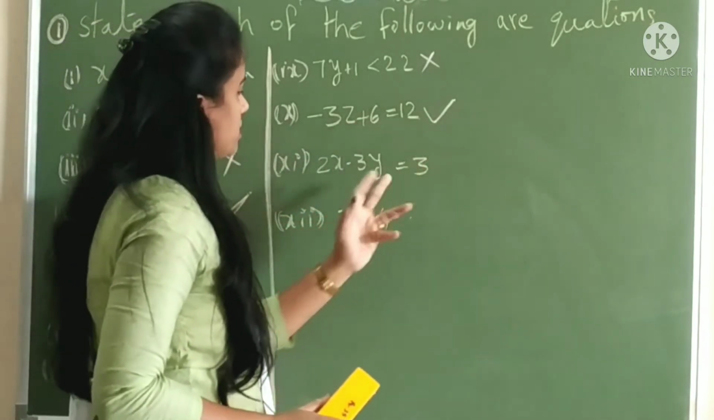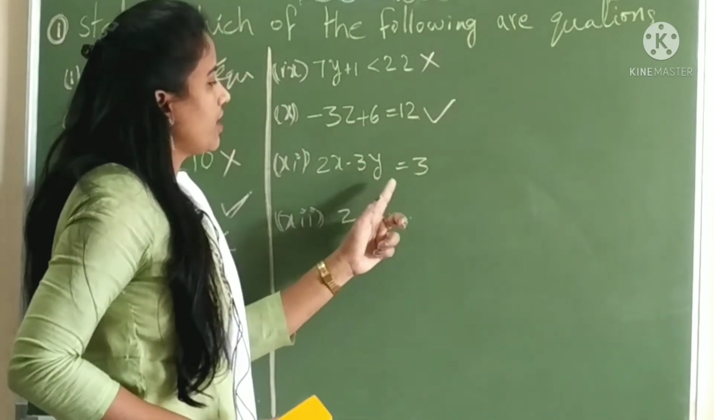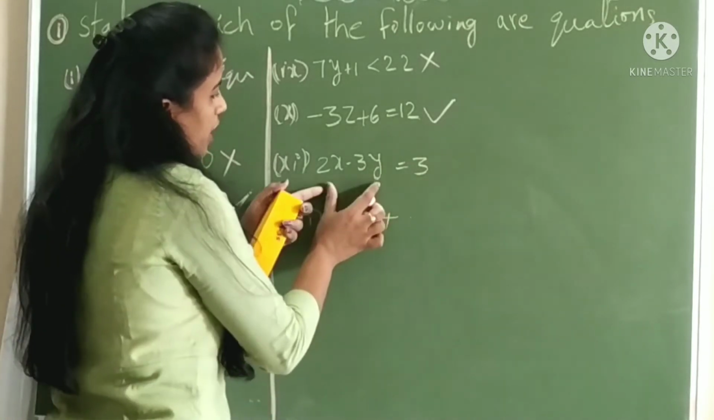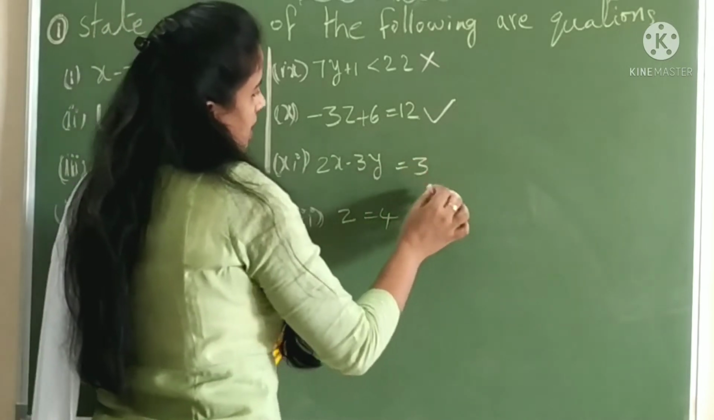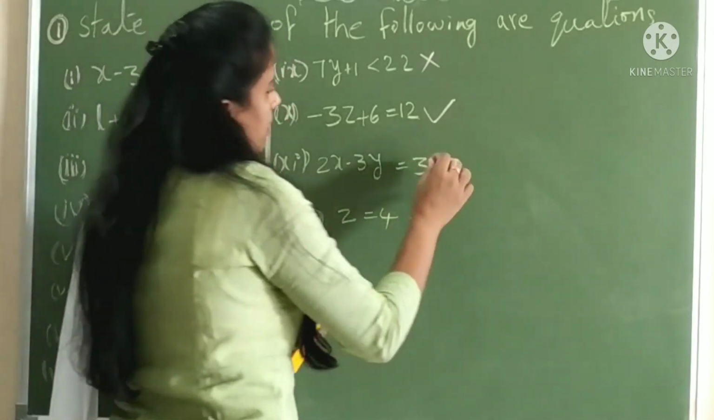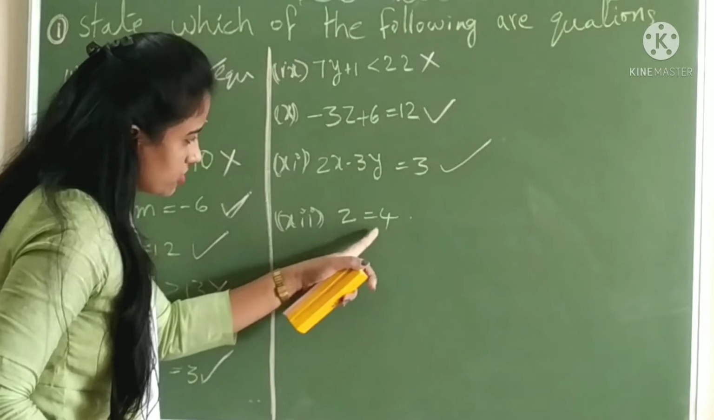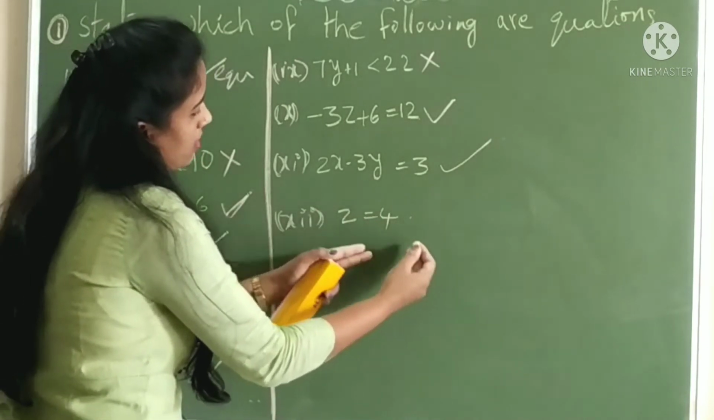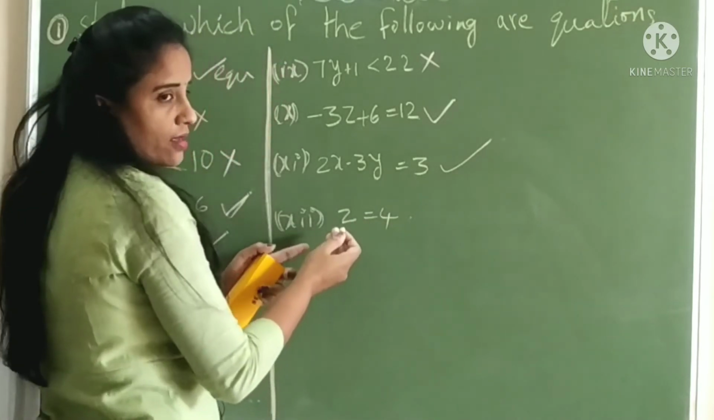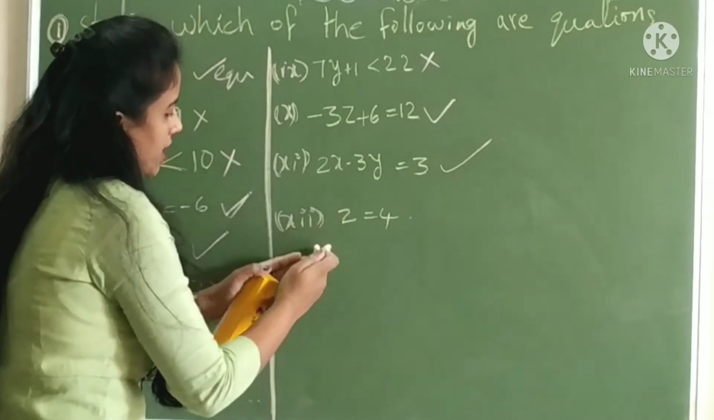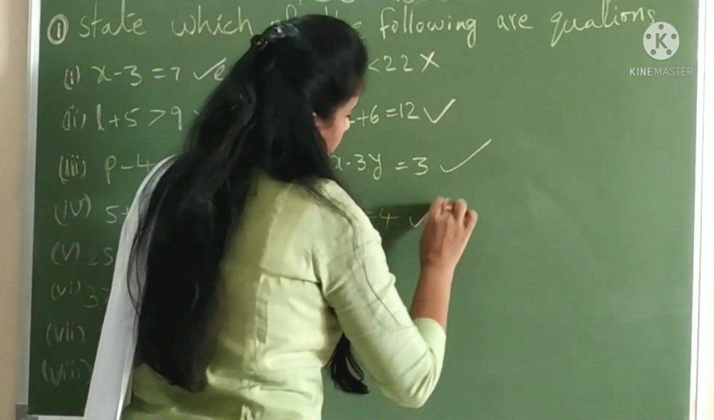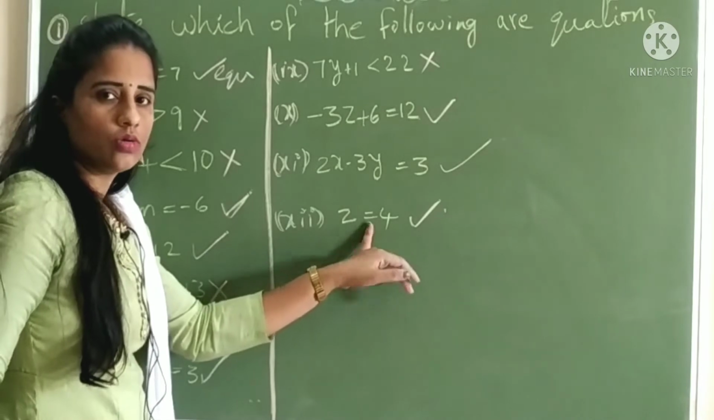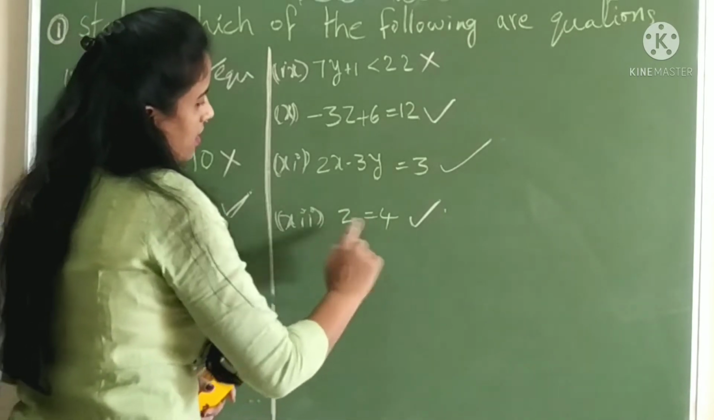2x minus 3y is equal to 3. This is also an equation. Why? Because these two expressions have an equal to sign and also an LHS part and an RHS part. So z is equal to 4 is also an equation. Z is equal to 4: LHS part and RHS part, where z is one expression and 4 is also an expression. So this is an equation: two expressions divided with an equal to sign. Okay, LHS and RHS part.